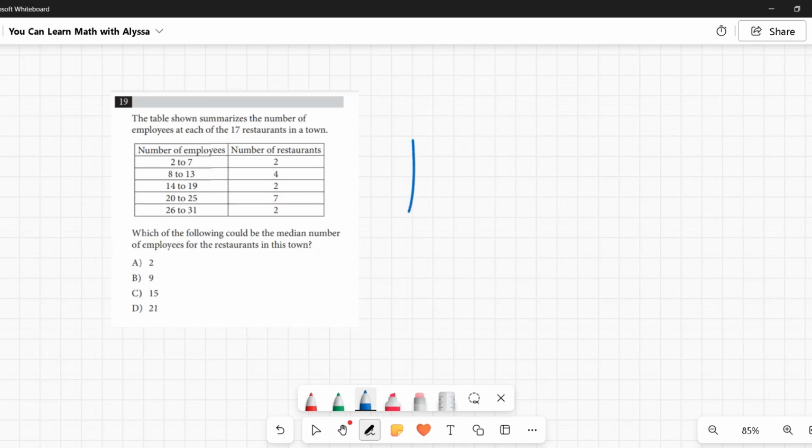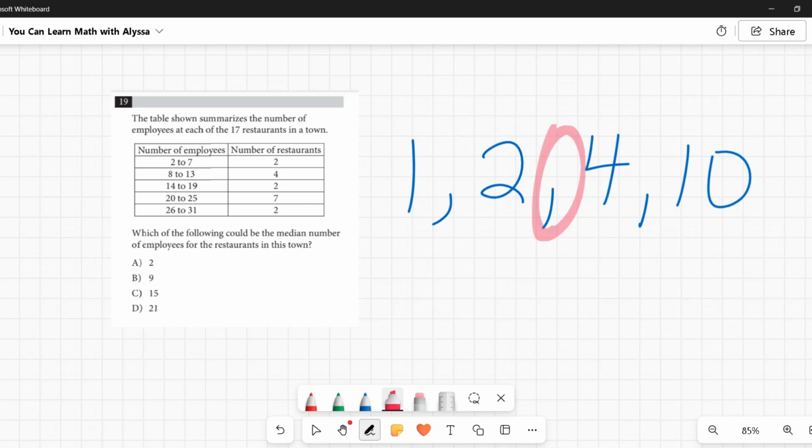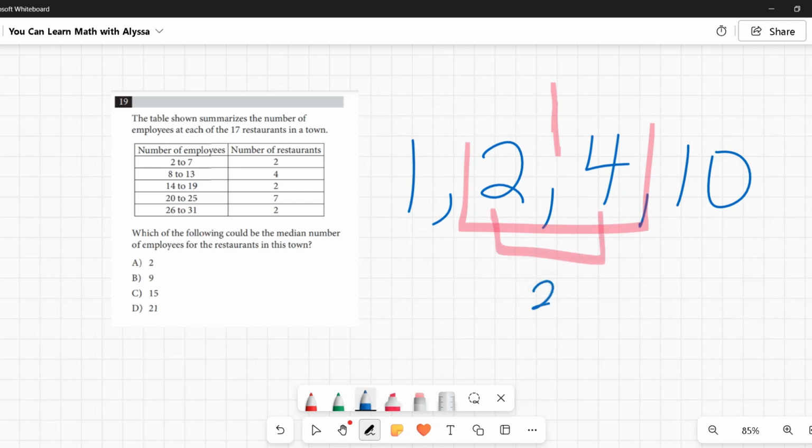If it was an even number of terms in the data set, let's say 1, 2, 4, 10, you're like, wait, there's not a number that's physically in the middle. What do you do? You take the 2 numbers that are closest to that middle point and you average them. So here it'd be 2 plus 4 is 6, divided by 2 is 3, so the median would be 3.